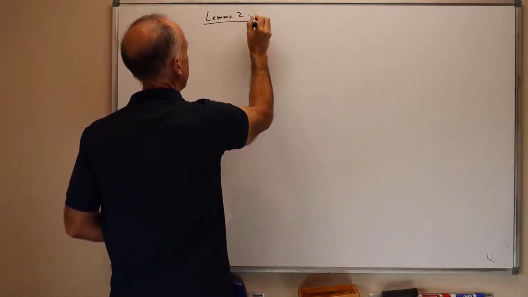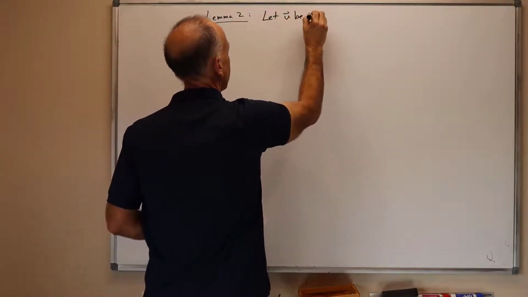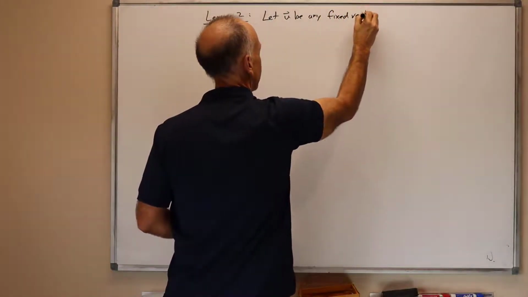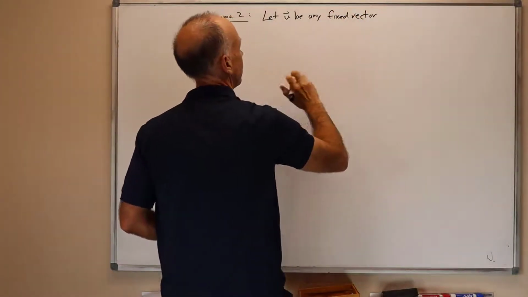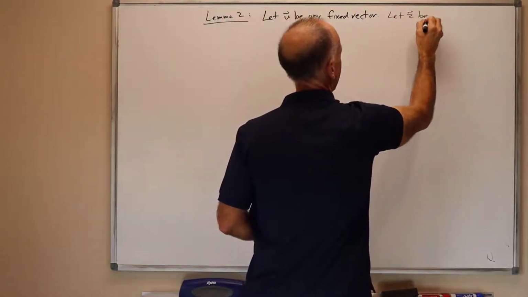So now we can state lemma 2. Let u be any vector. We're going to be thinking of it as fixed. It no longer needs to be a unit vector, although we will be using this with a unit vector. Let z also be a vector.